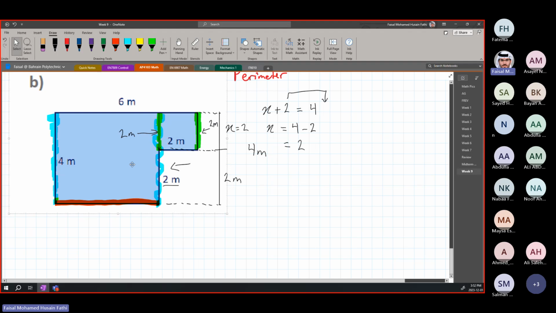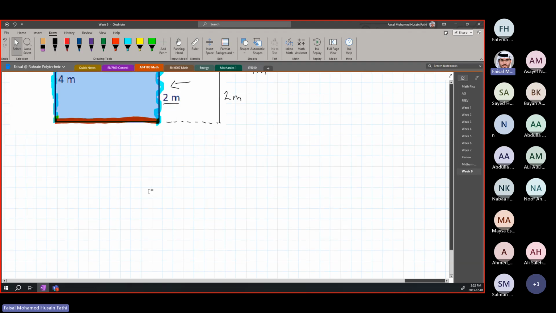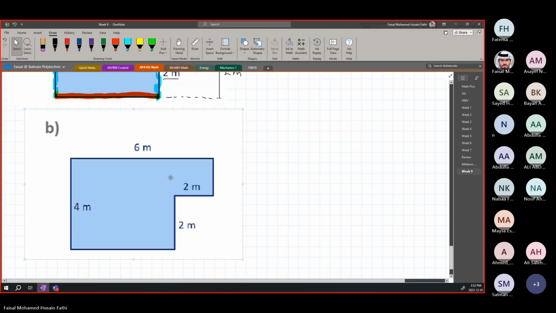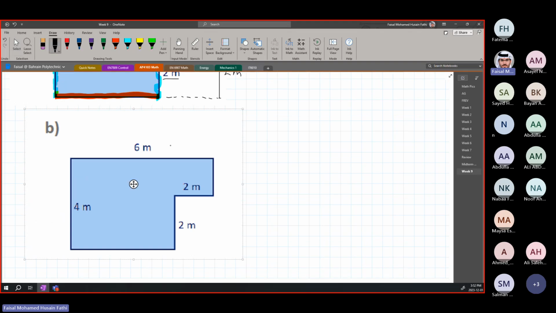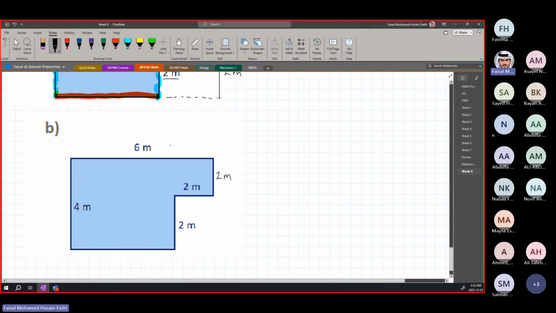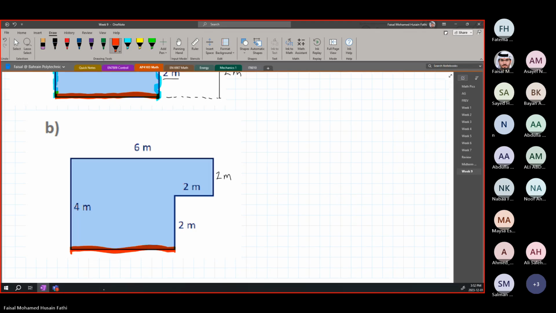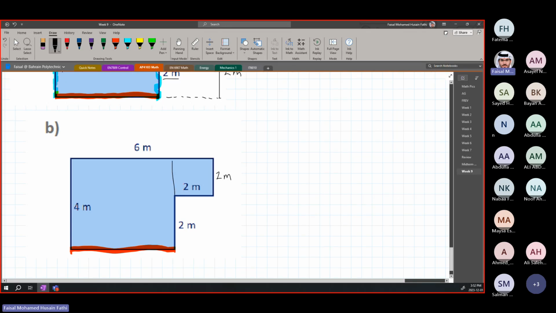I'm just going to copy and paste the shape again, but down here. We found that this is 2 meters already. So we have all these. Now what is remaining is this shape over here at the bottom, this side. We have to do the exact same thing. We'll have to split it, whichever way makes it easier. And we're going to apply the exact same concept.